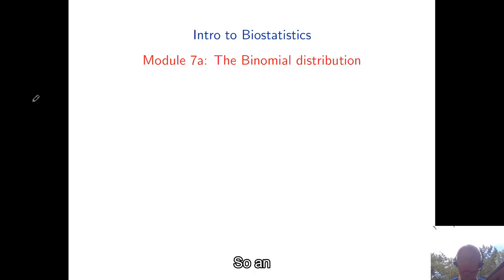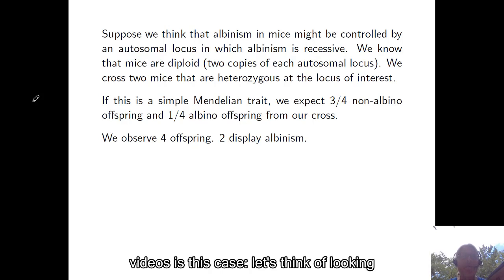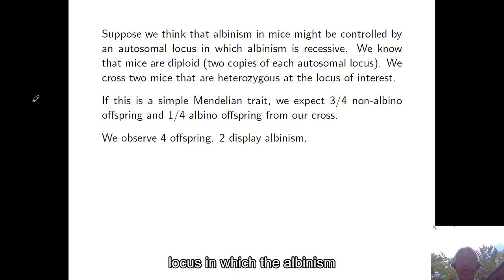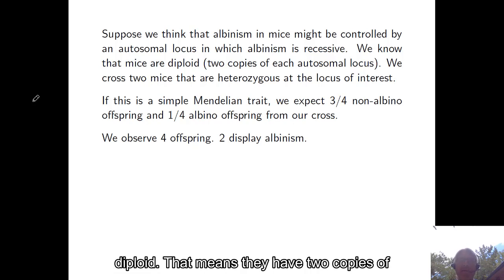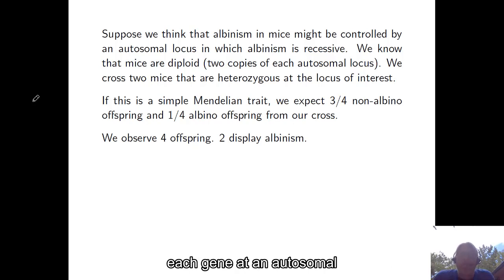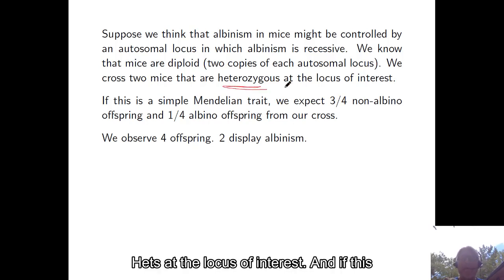An example that I'm going to use throughout these videos is the case of looking at albinism in mice. We think it might be controlled by an autosomal locus in which the albinism phenotype is recessive, and we know that mice are diploid. That means they have two copies of each gene at an autosomal locus. We're going to cross two mice that are both heterozygotes at the locus of interest.